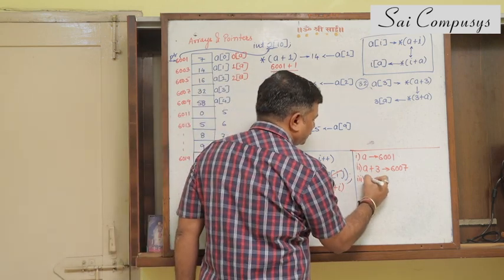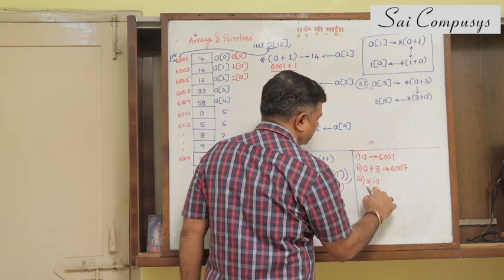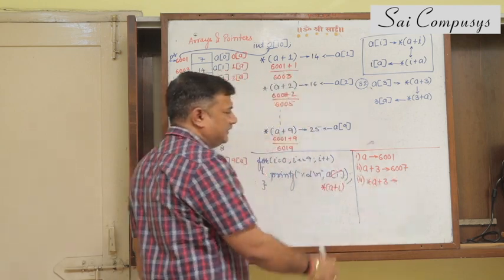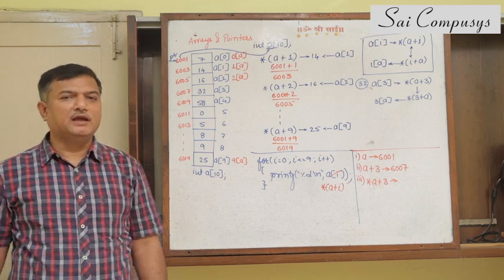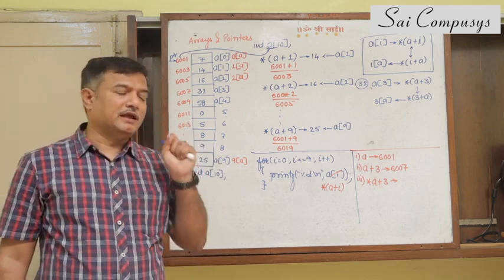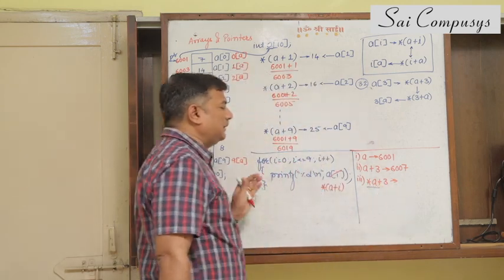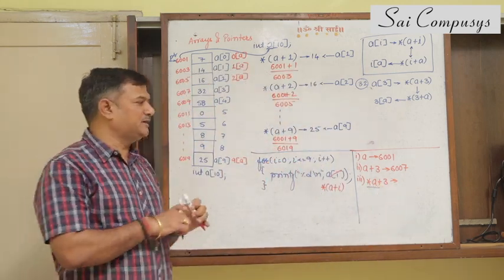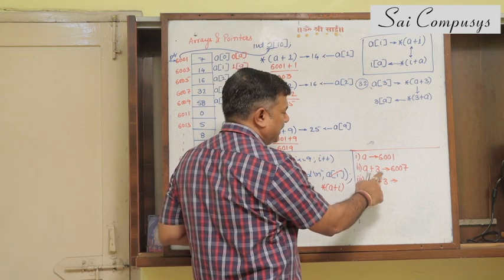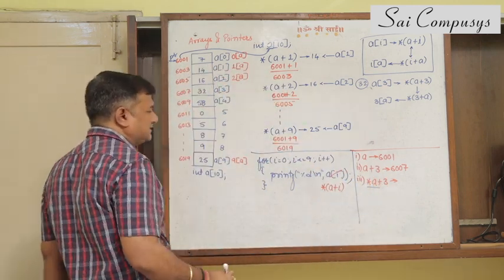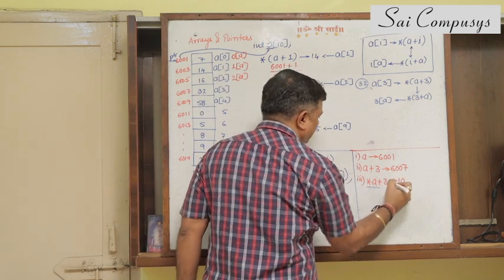Or you may be asked to solve this: star A plus 3. Now there is a trap here. In star A plus 3, brackets are missing, and in that case, first star A will be solved and then plus 3 will be added to it. So let's calculate this. A is 6001. Star A is the value at 6001, that is 7, plus 3 gives me 10.